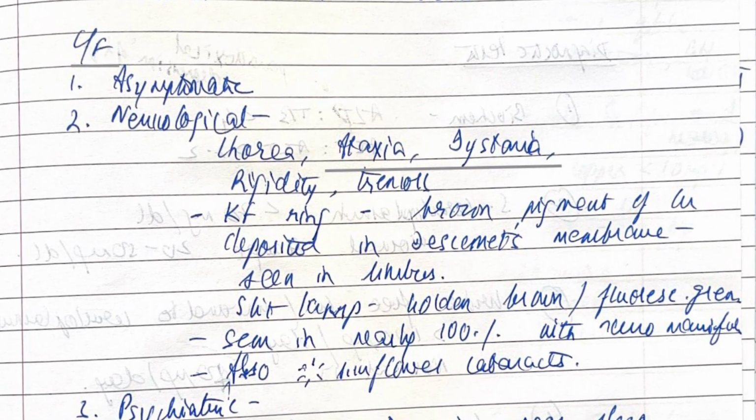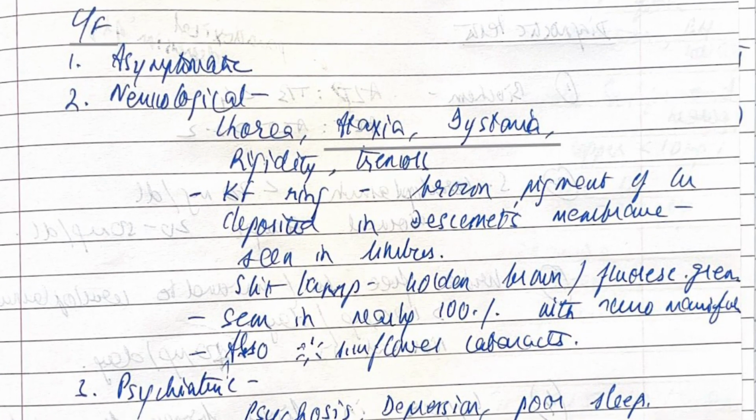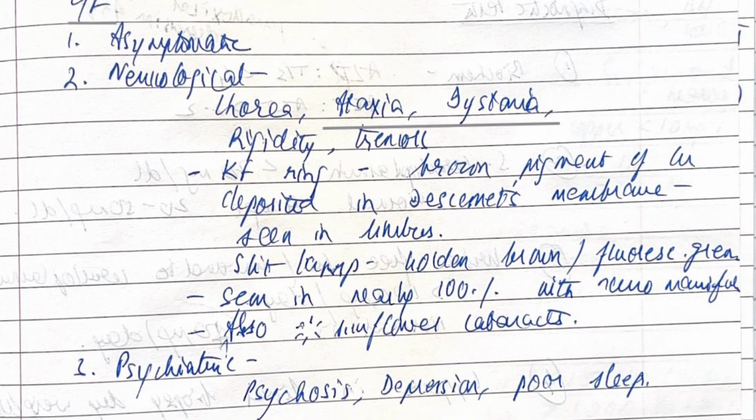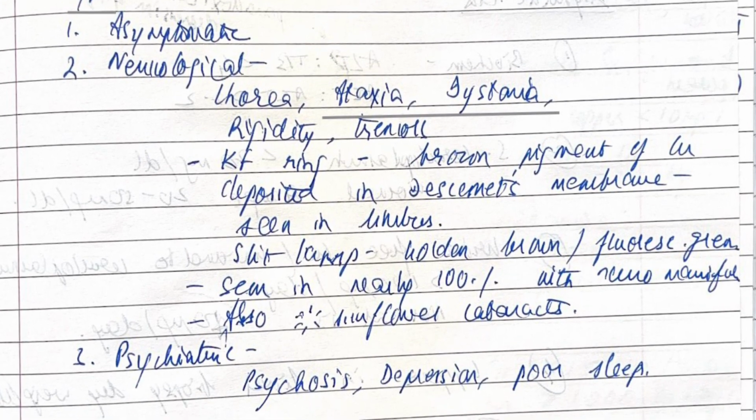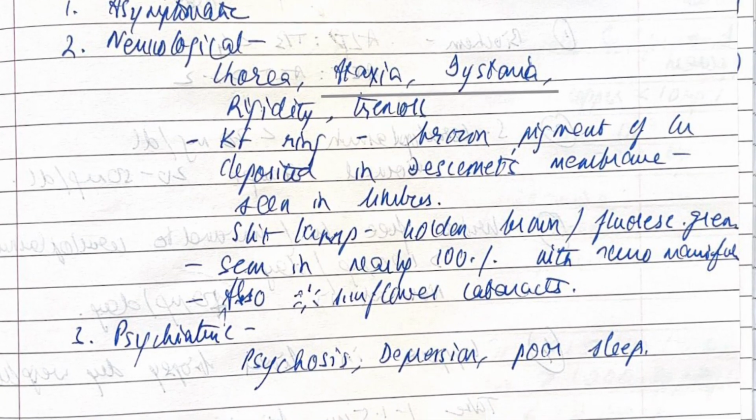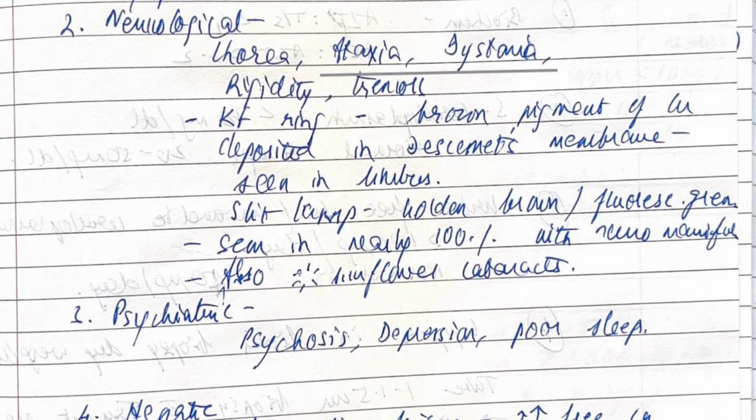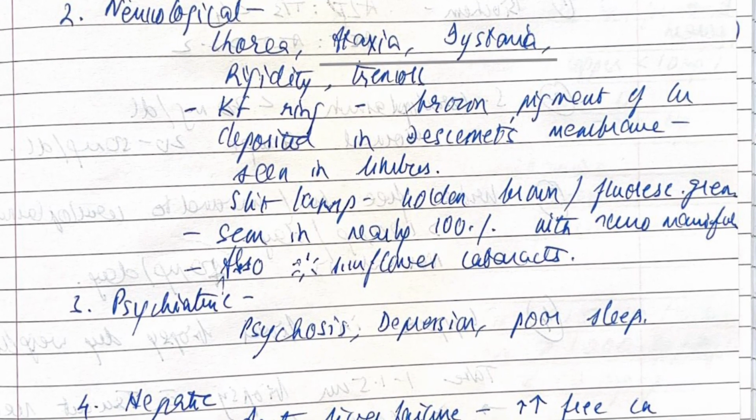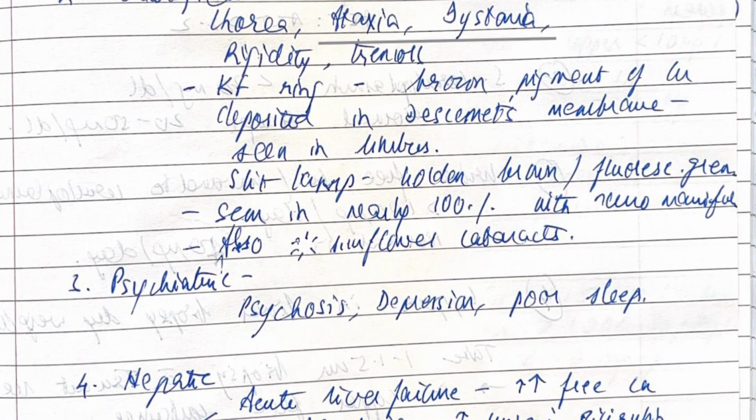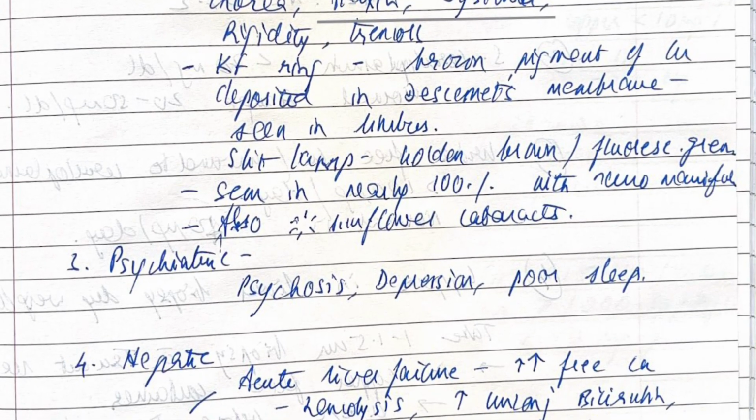In almost all neurologically involved Wilson's, we will find a KF ring, which is a brown pigment of copper which is deposited in the Descemet's membrane of the cornea, and it's seen in the upper and lower limbus. On slit lamp examination, you'd be able to see a golden brown color or a fluorescent green. You can also see, in some cases, sunflower cataracts, which are caused due to copper in the lens. Psychiatric manifestations include psychosis, depression, and poor sleep.